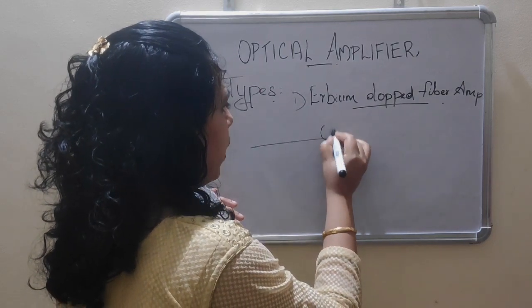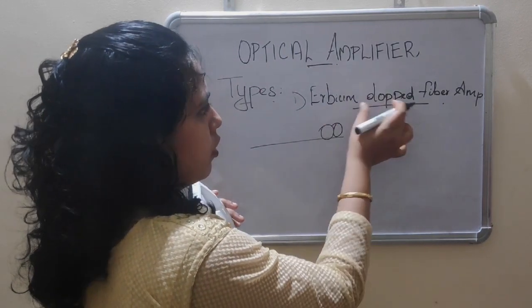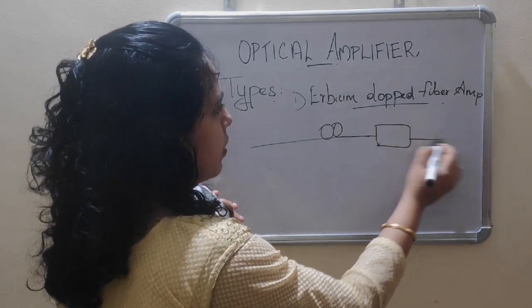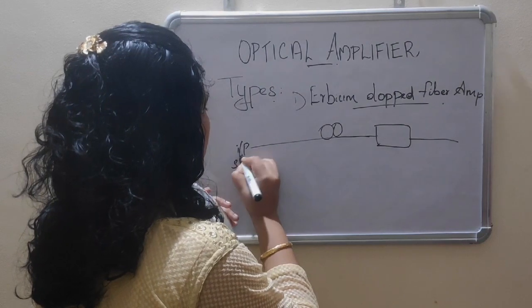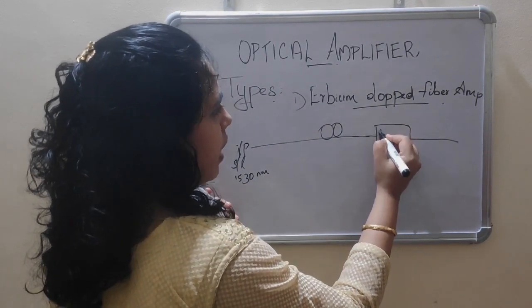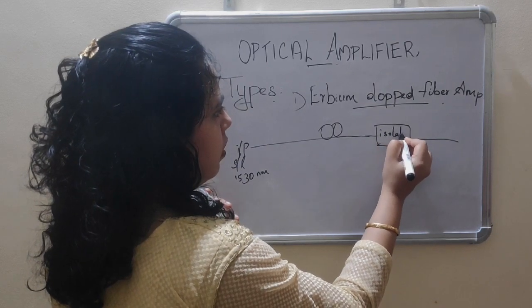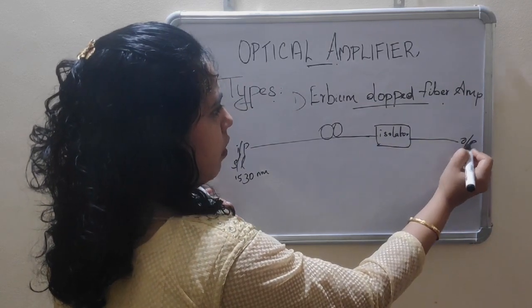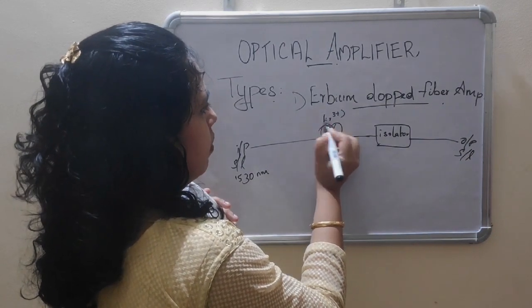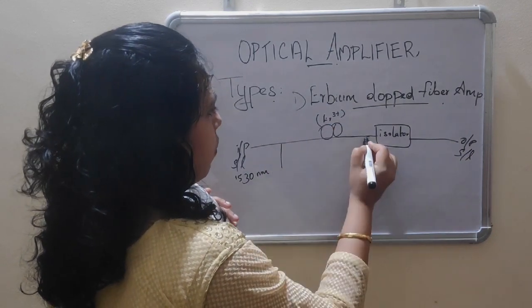In erbium doped fiber amplifier, from the name itself, its core is doped with erbium. That is, one erbium is considered. Here this is the input signal at the range 1530 nanometer, and this is the isolator. This is the output signal. This is the erbium fiber Er3+, and here two pump signals will be considered.